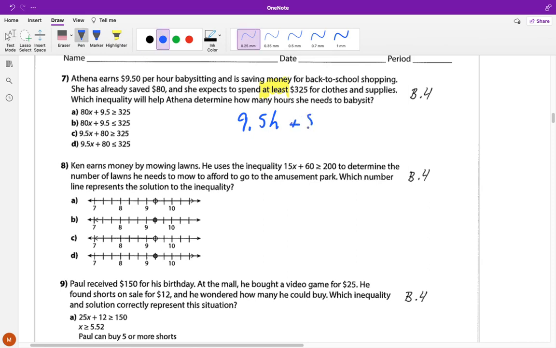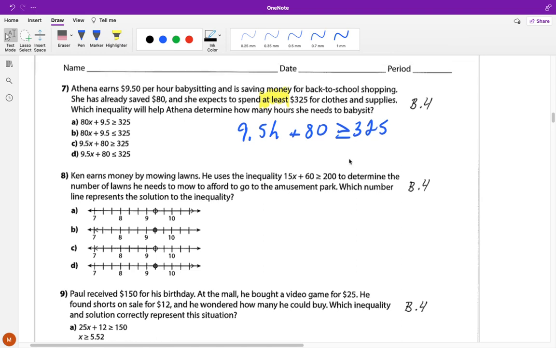She's already saved $80. She already has $80. So however much money she earns babysitting plus the 80 that she has. Now, "at least" means that is the lowest that she has to have, because she expects to spend at least 325. She can spend more than that. So that's the lowest amount that she has to have saved. So that means it's going to be greater than or equal to 325, because she can spend more than $325. All right, so this would be the way that you set it up. So C is going to be our answer for this one.